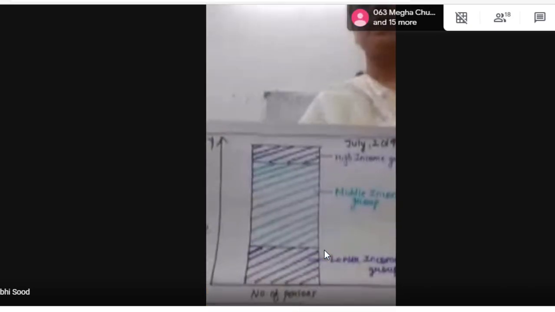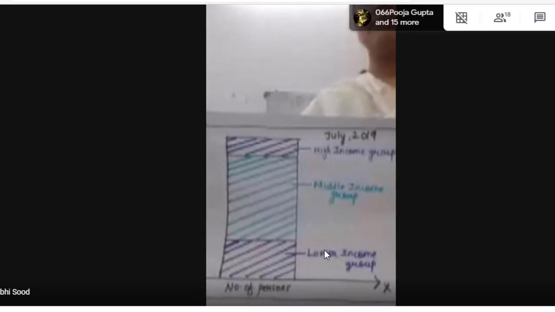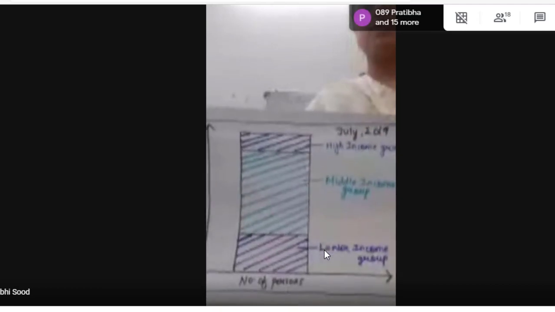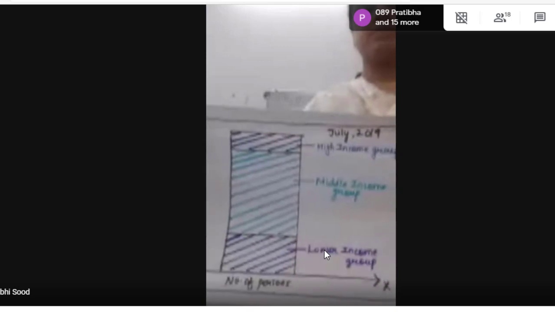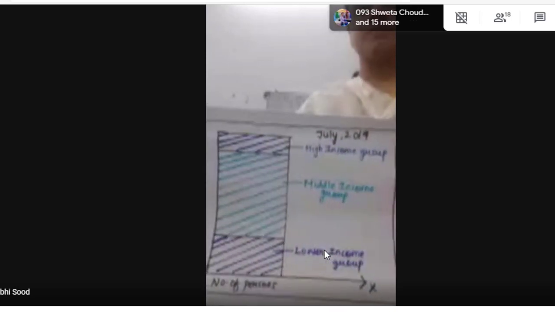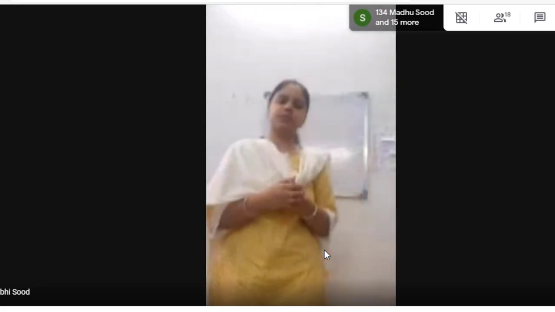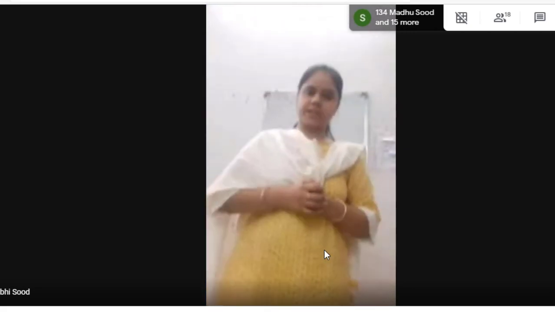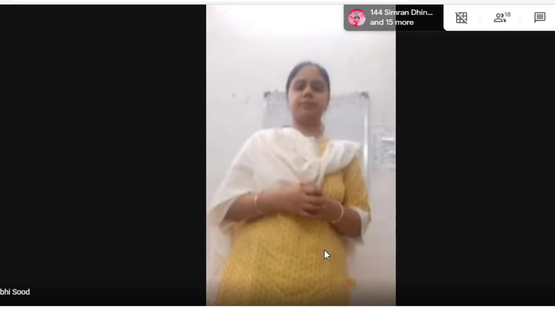Now, look at this flashcard carefully. Now answer me, which income group constitutes the major part? Middle income group. Very good. Middle income group. So students, as we have seen in both the flashcards that Maruti Suzuki has the highest market share and the middle income group is constituting the major part.